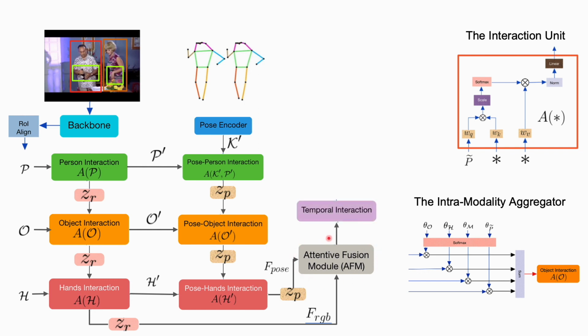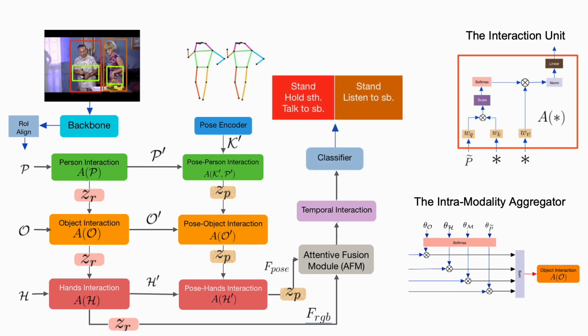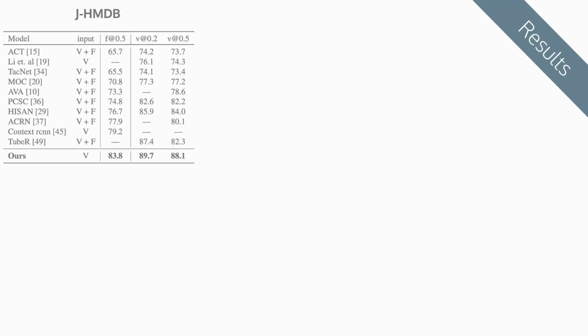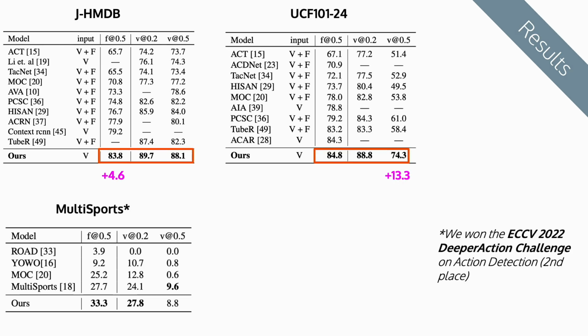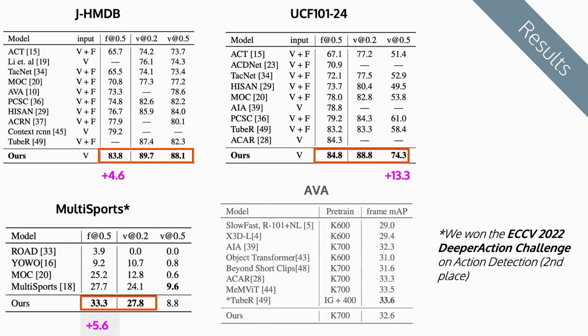Then to learn actions with long-term dependencies, we use a temporal interaction module that looks at features from past and future frames. Finally, our classifier consists of two fully connected layers. We train and test our models on 4 different datasets and outperform the state-of-the-art on 3 of them. Our method also won second place at this year's ECCV Deeper Action Challenge Track 2.